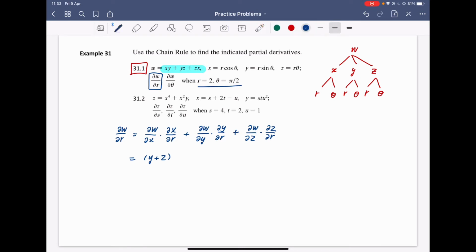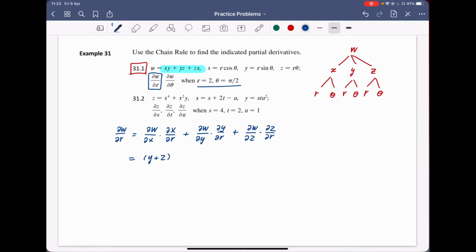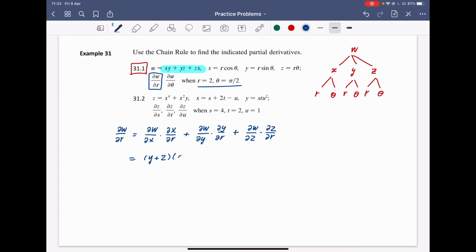Next we differentiate x with respect to r. You get cosine theta, right? Because r cosine theta, you differentiate with respect to r, so you get cosine theta. And then plus, differentiate W with respect to y, so you get x plus z, and then next you get sine theta, and then plus the last one, you get x plus y, and theta. This is the answer you should get for differentiating W with respect to r.